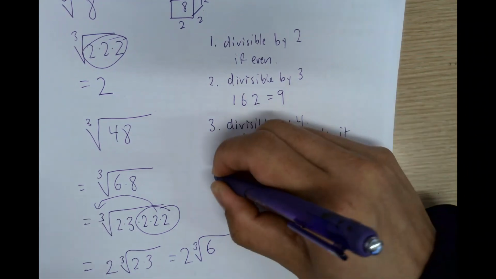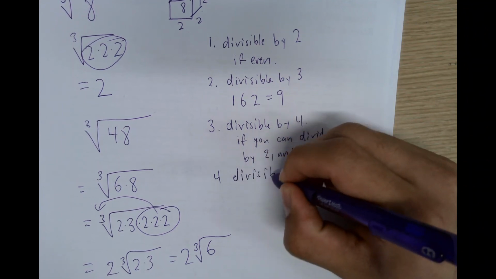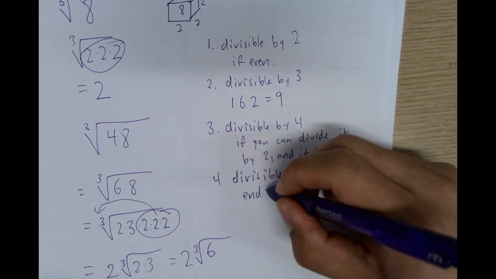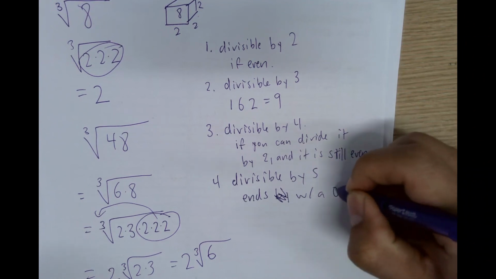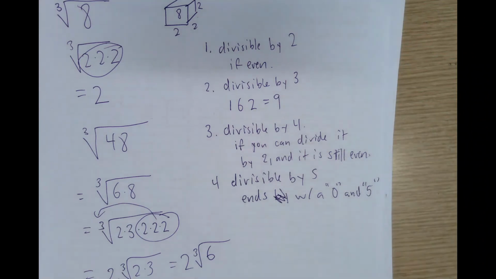Okay, how do we know it's divisible by 5? Put a 5 or a 0. Basically, if it ends in a 5, yeah. Thank you. See, that is exactly what I meant.